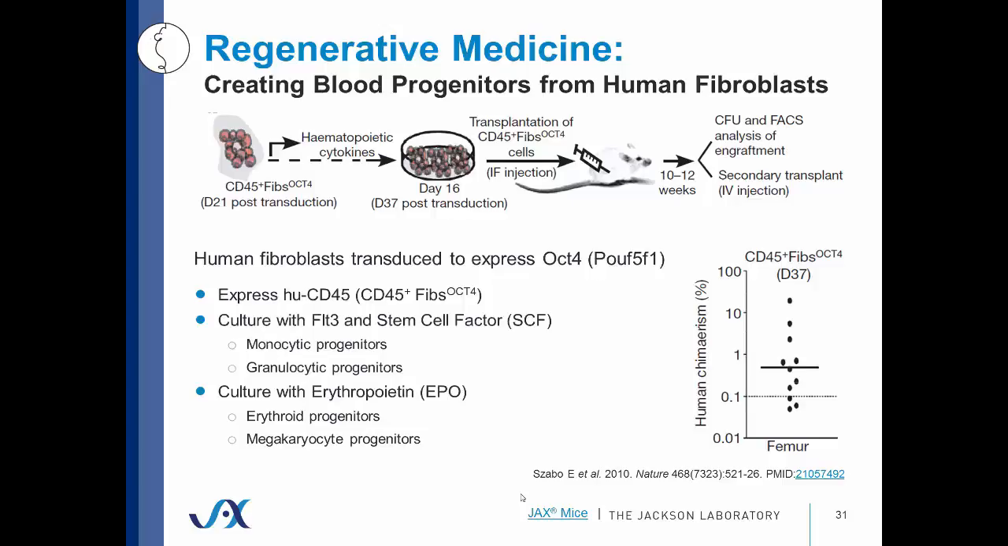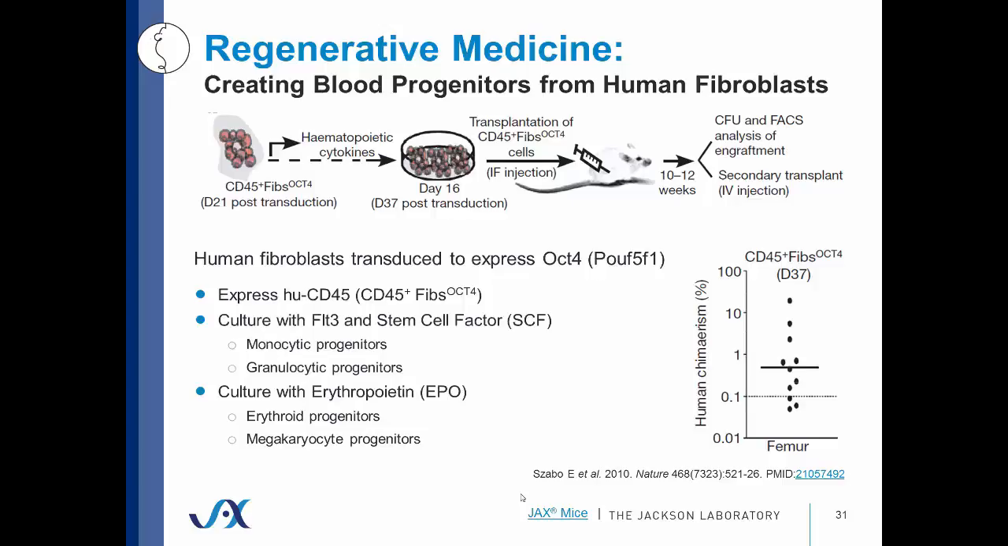And so what they did is they used a virus to transduce these human fibroblasts with a virus that would deliver the transcription factor OCT4. And using that in combination with culturing these cells with different hematopoietic growth factors, they could create cells that then differentiated into hematopoietic-like cells as recognized by the expression of the panleukocyte marker CD45 on their cell surface.